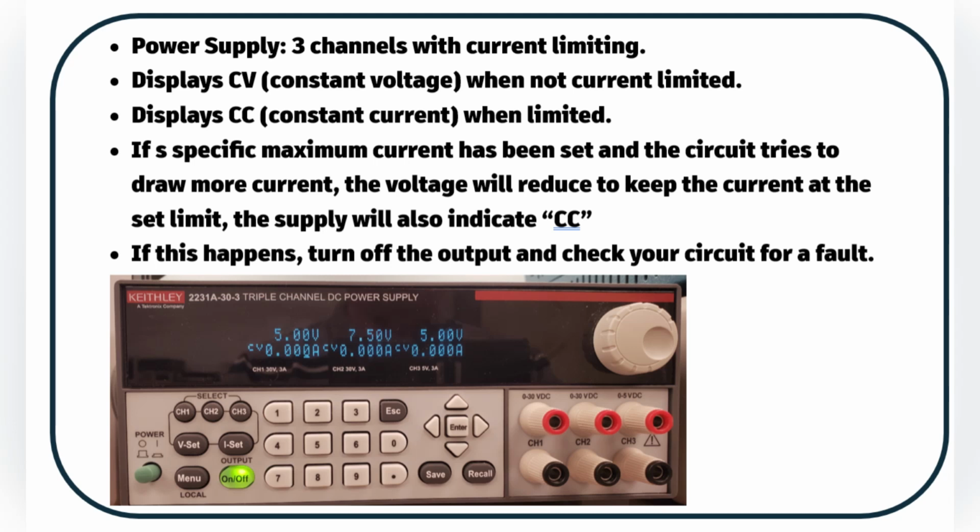This is a 3-channel power supply, and we'll be using it for our digital circuits. It has an on and off switch for the output, and it's current limited, which means that you can set the maximum current for the circuit. And if there's a problem with the circuit, it'll display the letters CC, constant current, instead of CV for constant voltage. So always keep an eye on that, and that's always to the left of the current display.